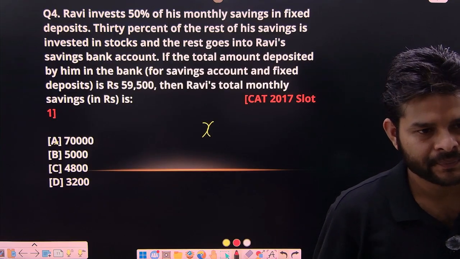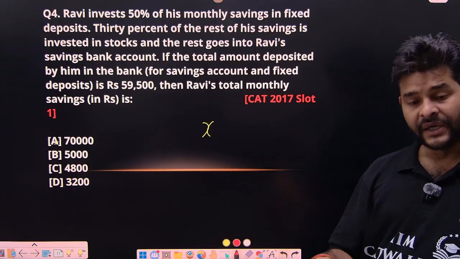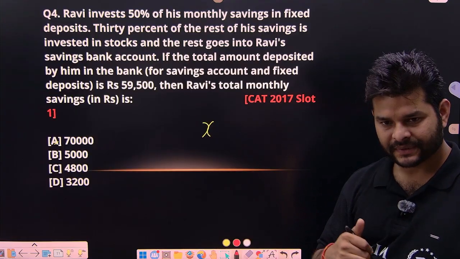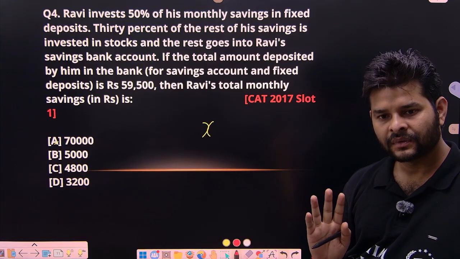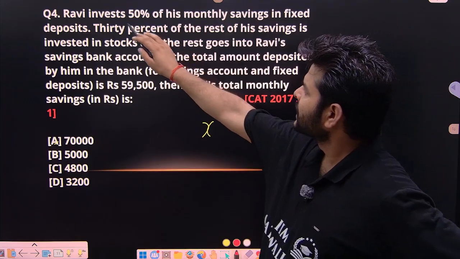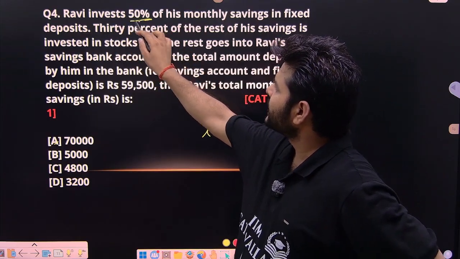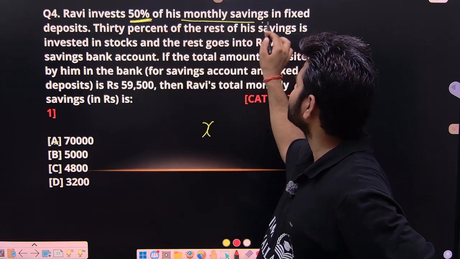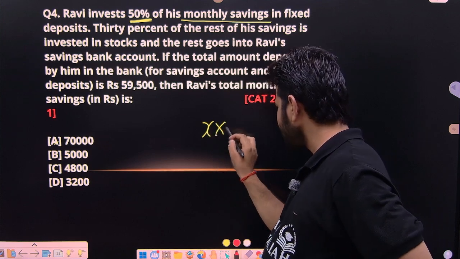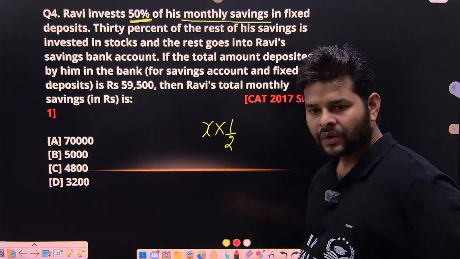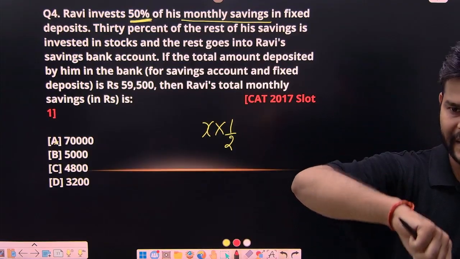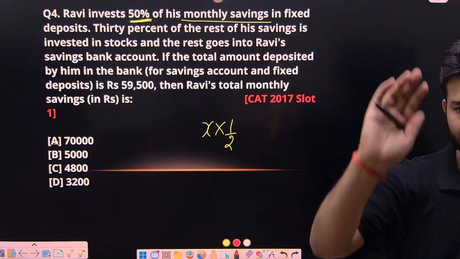Is that quite clear? Now, what does she do with that money, whatever he saves? She first invests 50% of his monthly saving. So this is the total saving, and 50% of this, 1/2, so 50% of her total saving she invests in FD.